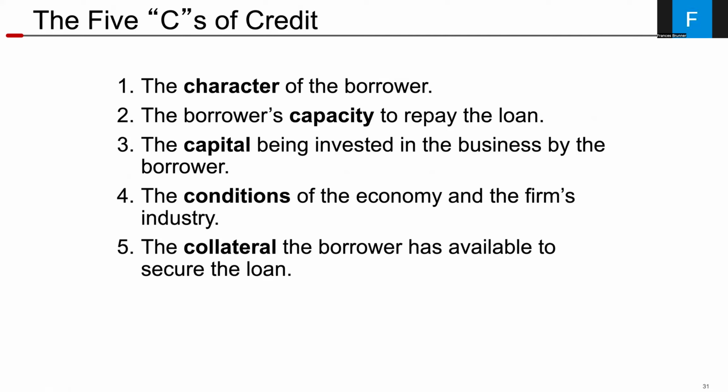The conditions of the economy and the firm's industry are also considered by lenders to ensure the payback period and that your company will thrive in current conditions. Lastly, the collateral the borrower has is important to secure the loan. This may mean that the company is built on a property, or you may have manufacturing equipment or inventory or other means to hold collateral for the company.